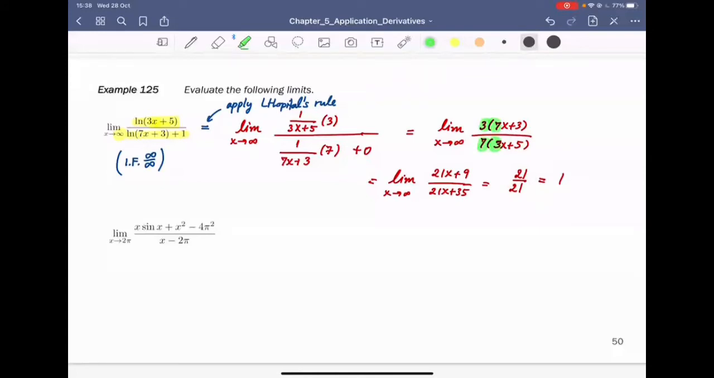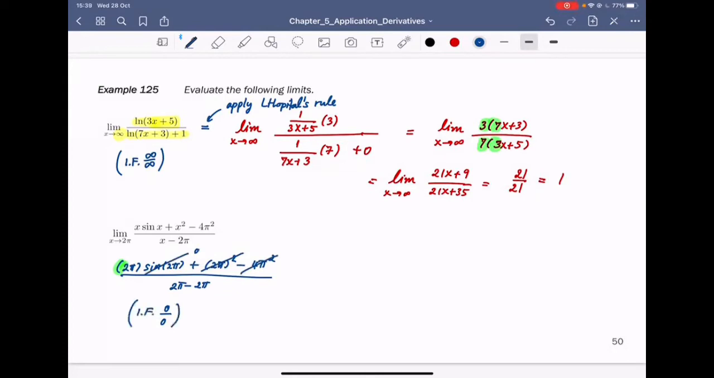All right, here we are going to plug in 2 pi, so you get 2 pi sine 2 pi plus 2 pi squared, and then minus 4 pi squared. All right, 2 pi minus 2 pi. For sure, this is 0 on the bottom, and on the top, this thing cancels, right? And then sine 2 pi is 0. So again, they're all 0. So this is actually indeterminate form, 0 over 0. Once you know that, you can apply the L'Hopital rule.